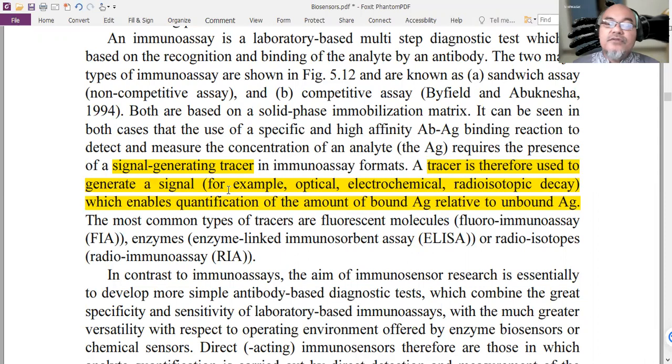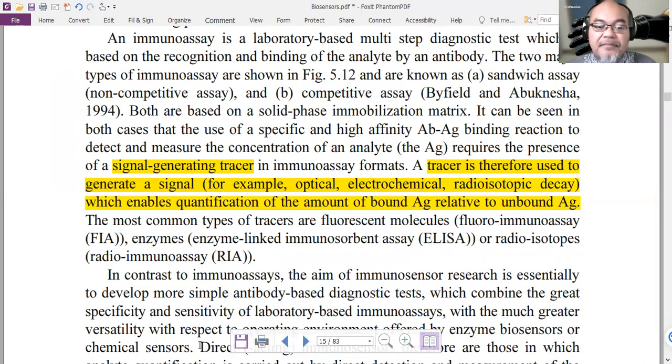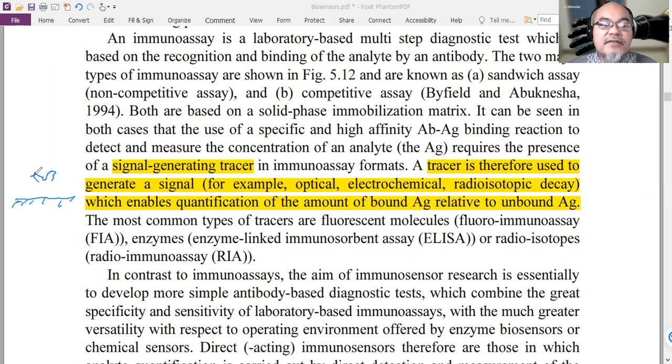Otherwise, you do what we call a sandwich immunoassay. What is a sandwich immunoassay? So this is the substrate. We immobilize the first antibody like this, and then afterwards the antigen comes and binds to it at a specific binding site, monoclonal. Then we put a secondary antibody that binds to the antigen at another specific site.